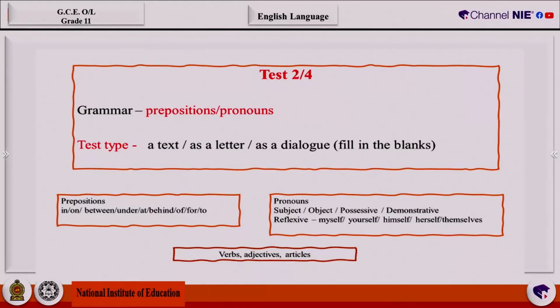And not only prepositions, you have to be thorough with your knowledge about pronouns. So the pronouns, how to use these pronouns as subject or object pronouns or maybe possessive pronouns, demonstrative, and also have a good revision on reflexive pronouns. And sometimes, children, you will also be getting questions based on verbs, adjectives and articles. Let's look at some examples.